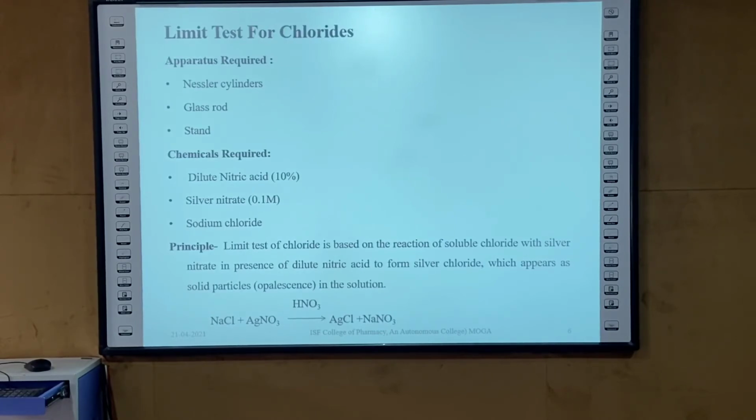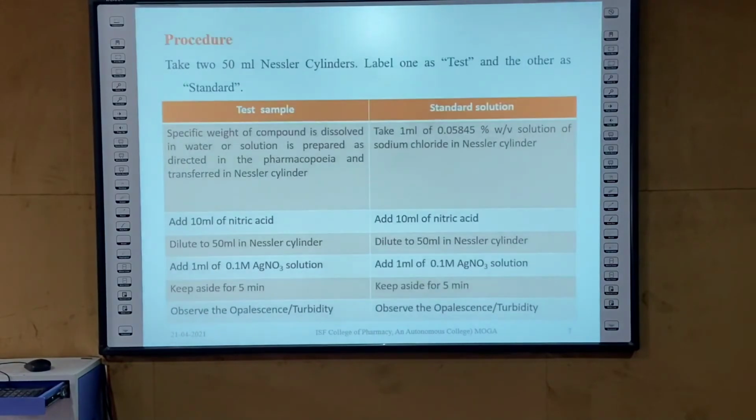As already discussed, for performing these limit tests, we visualize the reaction only in three manners, that is either through color, or through opalescence, or through precipitation. For this test procedure, we require a test sample, a standard solution, and Nessler cylinders of 50 ml. One would be labeled with the test and the other would be labeled with the standard.